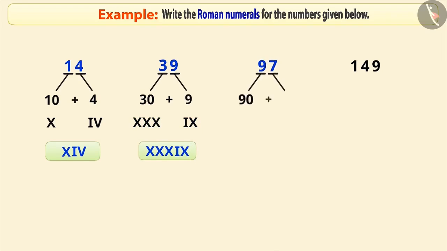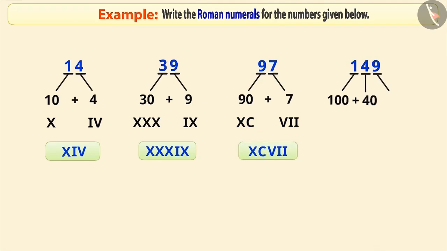97 is equal to 90 plus 7. Here, we cannot repeat the symbol of 10 more than 3 times to make 90. The right way is to subtract 10 from 100, and we express 7 like this. Writing them together, we make the Roman numeral 97.